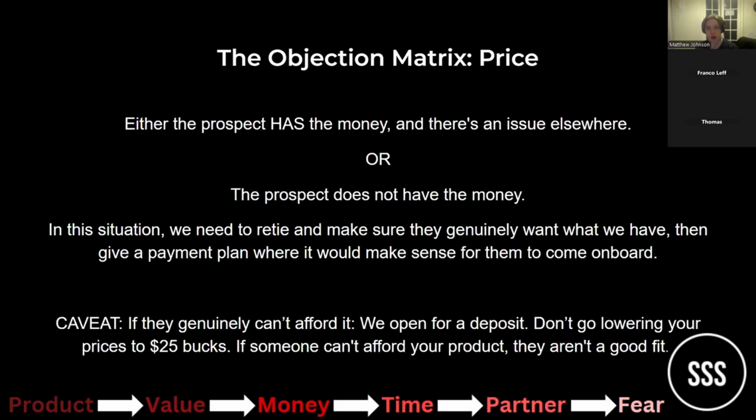So either the prospect has the money and there's an issue elsewhere. So we do an audit and it turns out they have $60,000, and the objection was just a smokescreen. Or the prospect does not have the money, okay? So what we do here is we give a retie, and once again, I'll explain what that is in more detail when this is fully released. And we make sure they genuinely want what we have, right? We need to make sure the confidence is very high in the product and the value.